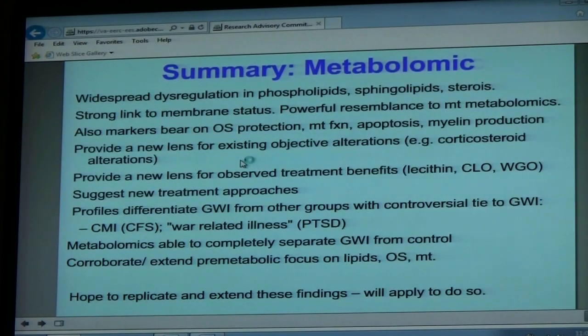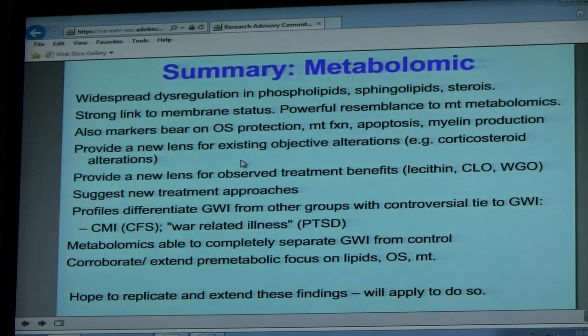So to summarize the metabolomic factors, we found widespread dysregulation in a range of different lipid-related parameters, including phospholipids, sphingolipids, and sterols. And these bear a strong relationship to membrane status, but also a powerful, if not absolute, resemblance to metabolomic alterations that have been shown in settings of mitochondrial dysfunction and lipid alterations shown in those settings.